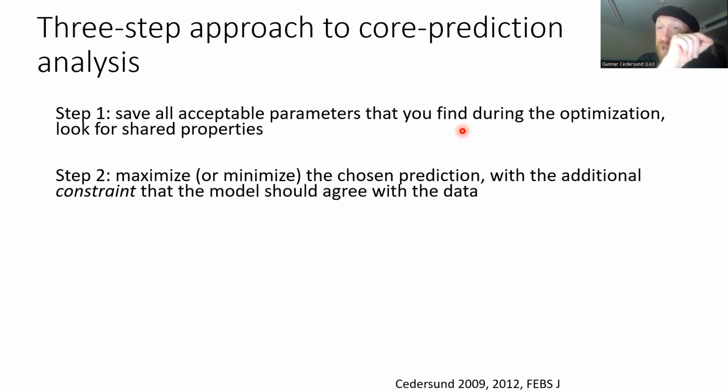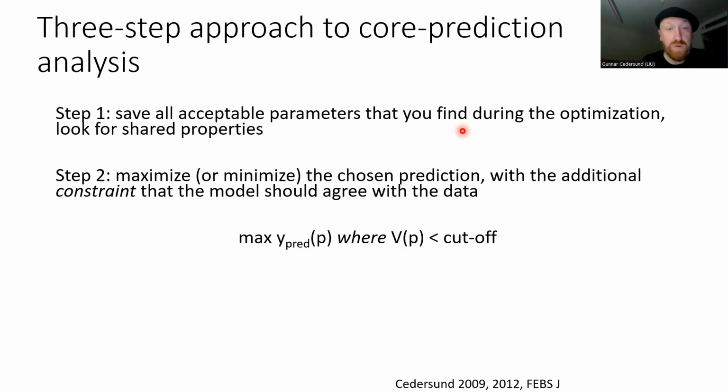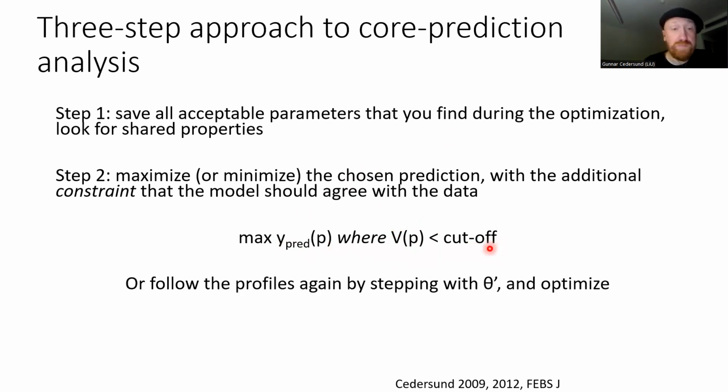I'm going to optimize how big this particular prediction can become, while fulfilling the constraint that it should be in acceptable agreement with the data. So you're not optimizing the agreement with the data, you're optimizing the prediction, how big it can become, while still agreeing with the data. So you are maximizing some prediction here with the additional constraint that it should be below some cutoff. So that's one way to do it.